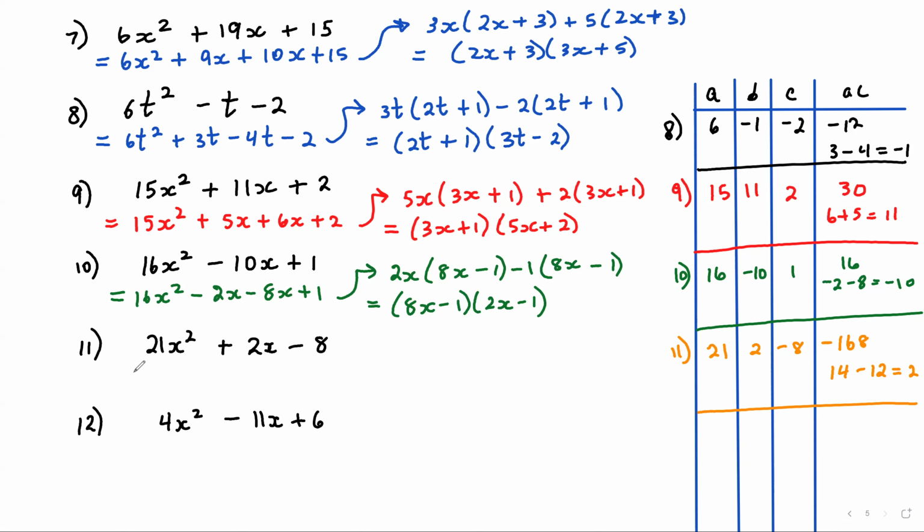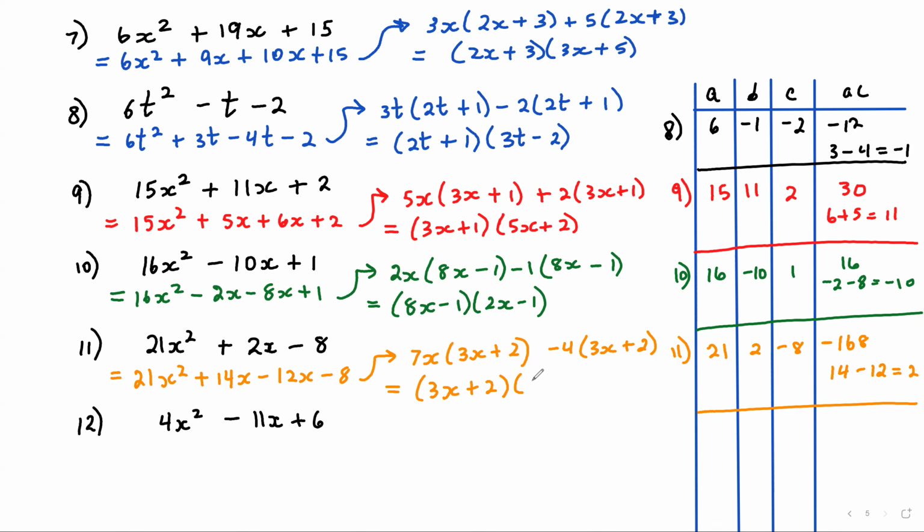So the first line would be 21x squared plus 14x minus 12x minus 8. That gives me 7x on the outside by 3x plus 2, minus 4 by 3x plus 2. Not 2x here, sorry, it was just 2. And the final answer would be 3x plus 2 by 7x minus 4.